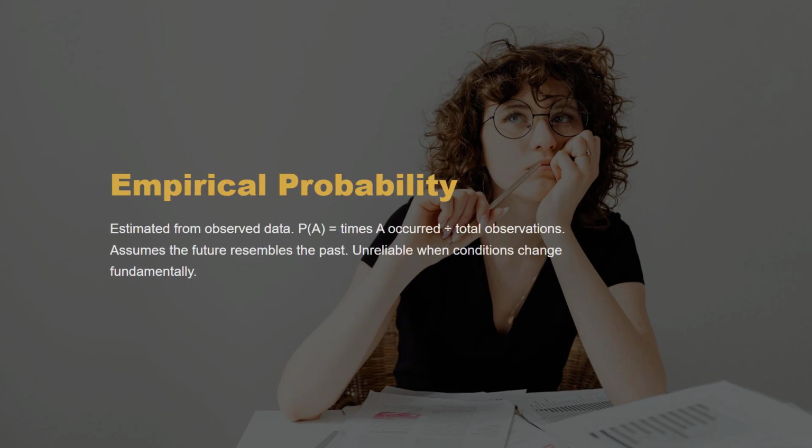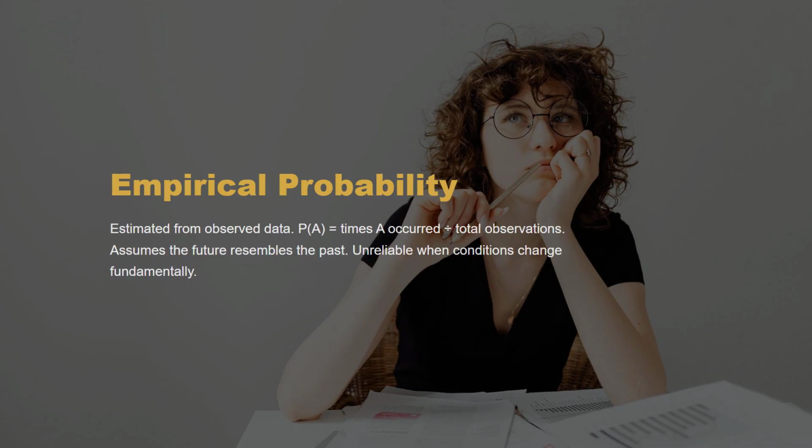Second, empirical probability. This is probability estimated from observed data. If you analyze 30 years of S&P 500 returns and find that the market was up in 22 of those years, you estimate the probability of a positive return year as 22 divided by 30, or 73%.